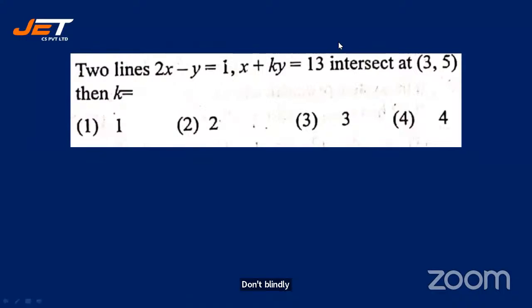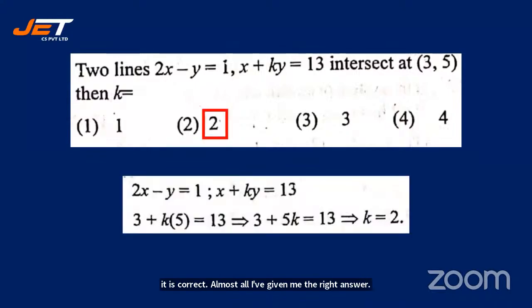Yes, let me see the answer. Option 2, option 2, option 2. Yes, it is correct. Almost all have given me the right answer. It is option 2. How? 2x minus y is 1, x plus ky is 13. So it is intersecting at 3, 5, isn't it? One is x, the other one is y. So substitute x, y as 3, 5. So 2x minus y is equal to 1 and x plus ky is equal to 13. You will get 5k is 13, which implies k is 2. All right? Yes. See the next question.